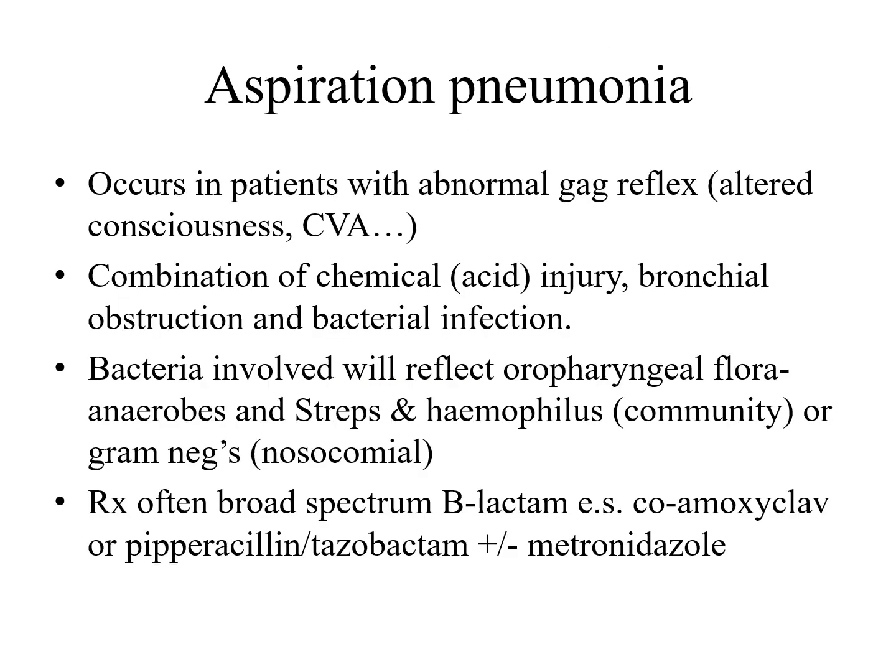Also, we have another type of pneumonia, aspiration pneumonia, seen in patients with abnormal gag reflex, such as those patients who have altered consciousness, bedridden, with CVA. So what do we mean by aspiration pneumonia? The gastric contents get back through the esophagus and go into the lung. And this is going to lead to chemical injury, acid injury, bronchial obstruction, and bacterial infection.